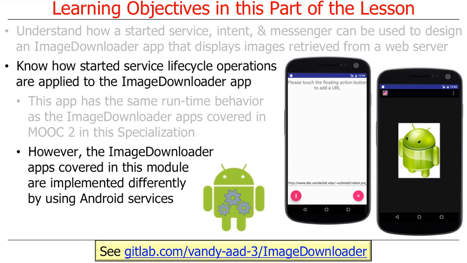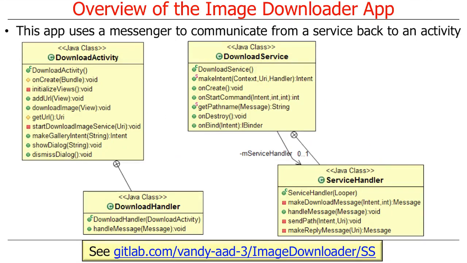The image downloader apps that are covered in this module, however, are implemented differently than the ones in the previous MOOC, since they use Android services to offload the processing from the activity to a background service. You can download both of these apps at the link at the bottom of this slide. We'll begin by giving an overview of the image downloader app.